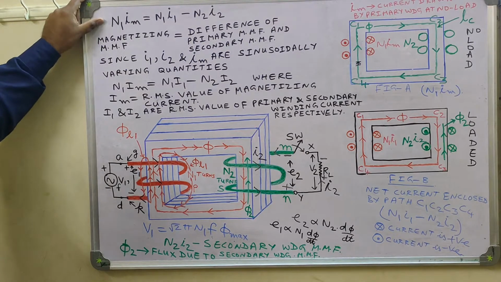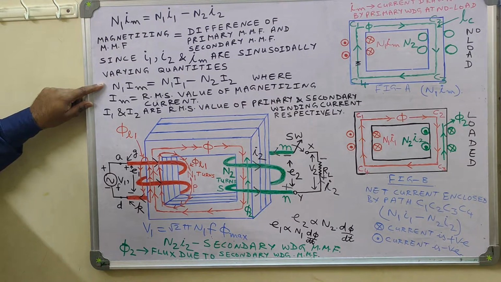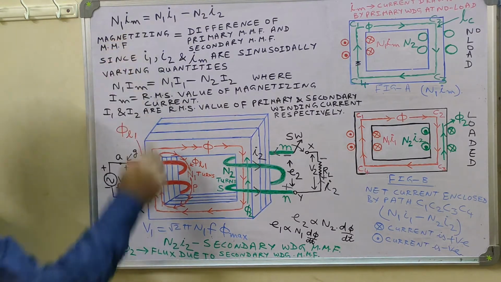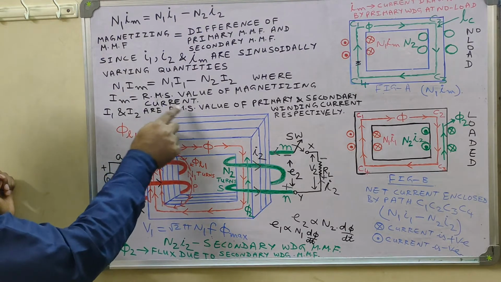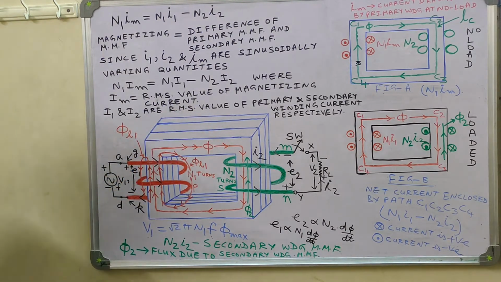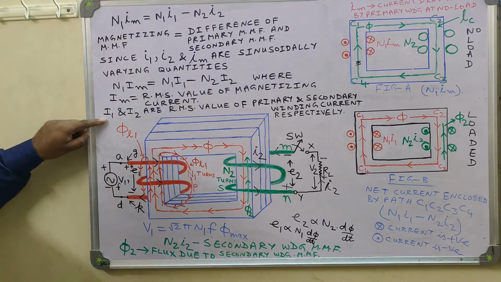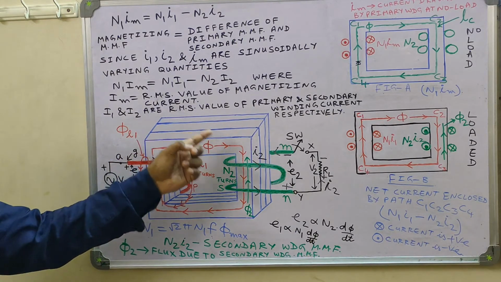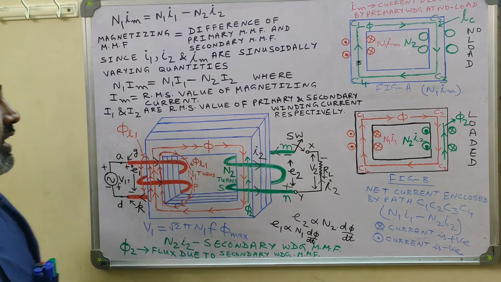So we have replaced this equation by this equation where we are using the RMS value, that means the root mean square value, of all the quantities. The magnetizing current is replaced by capital Im, which indicates the RMS value of the magnetizing current. Likewise capital I1 and capital I2 represent the RMS values of the primary and secondary winding current respectively.